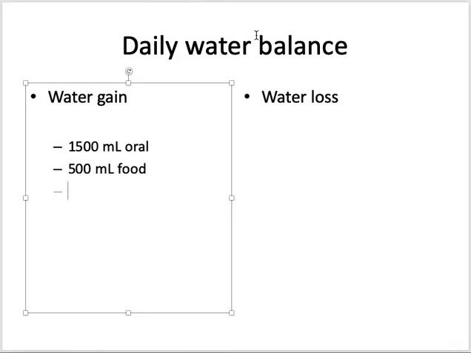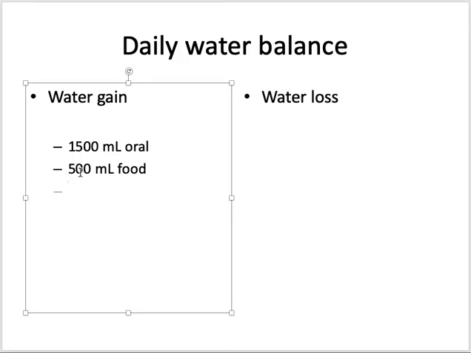One more way by which we can get water is in the form of... okay, these are all ranges. A normal person basically drinks 1 liter to 2.5 liters.